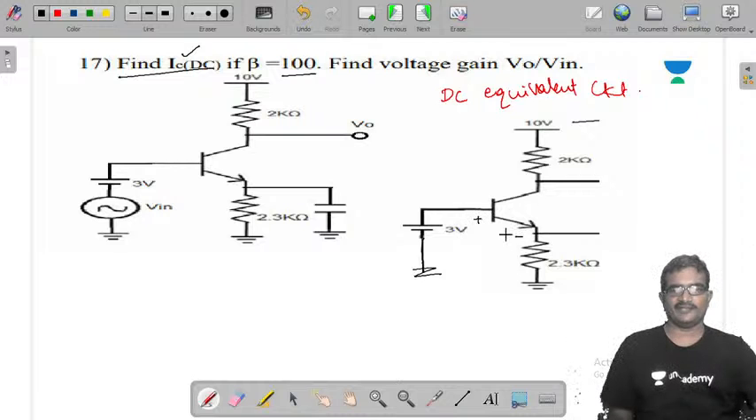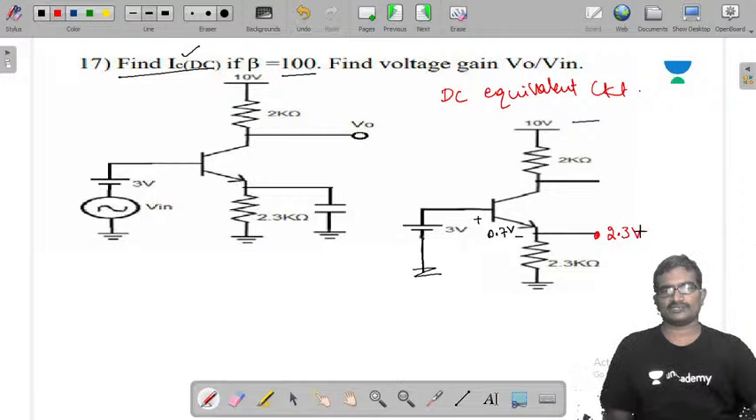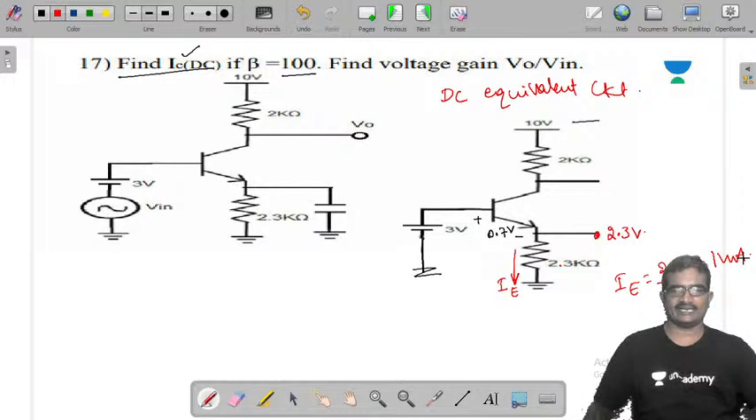Now this is a VBE default 0.7 volts. This is 0.3 volts and it is 3 volts. It is 0.7. So from this it is going to be 2.3 volts. It is 2.3k. Now the current through this one is IE, emitter current. This is the emitter terminal. Now emitter current IE is 2.3 volts by 2.3k. It is 1 milliampere. So far we got emitter current IE.